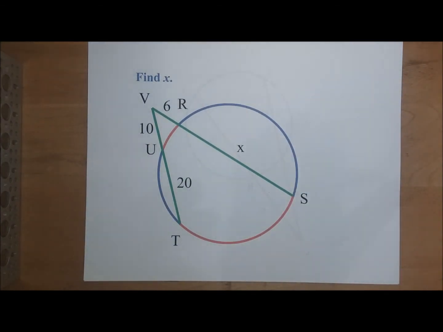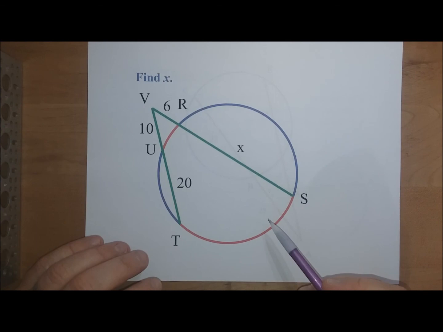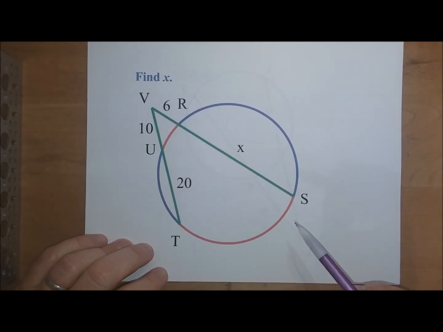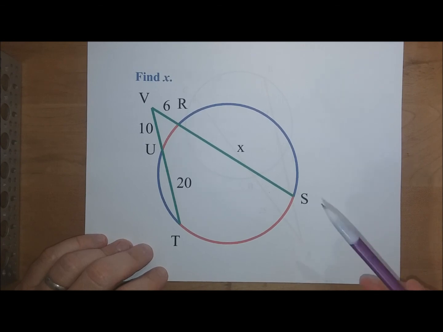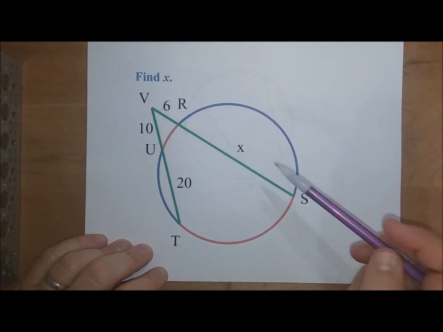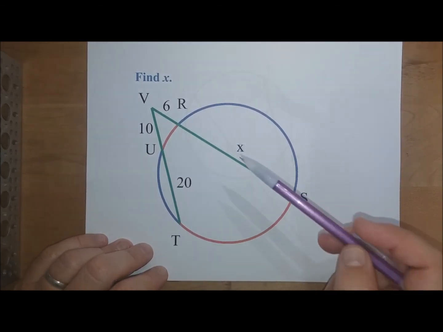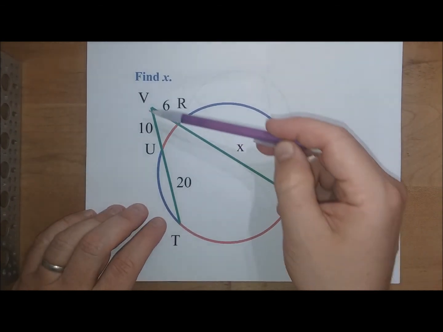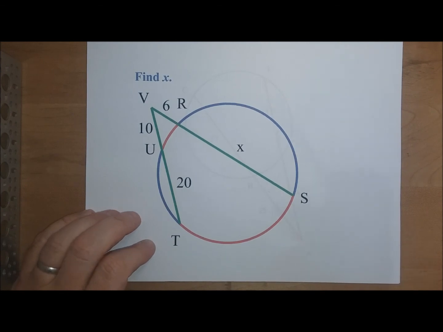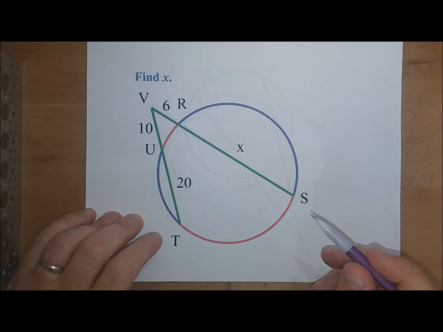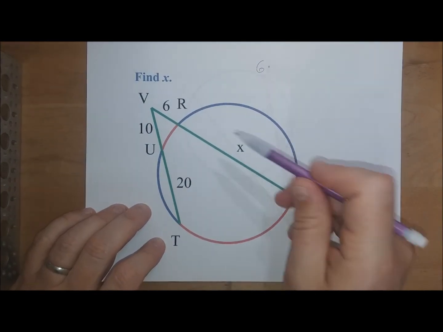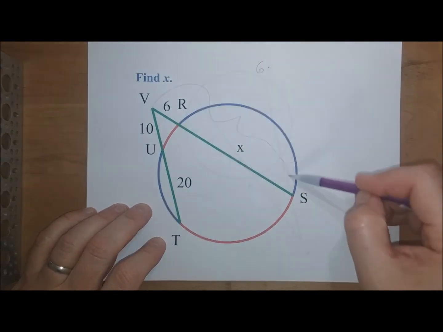All right, here, could we find x? You can see we've got two secants intersecting at point V on the exterior of the circle. One of the secant segments is VS, and its external segment is VR, and the other secant segment is VT, and its external segment is VU. Okay, so I should be able to say 6 times, how long is this secant segment?